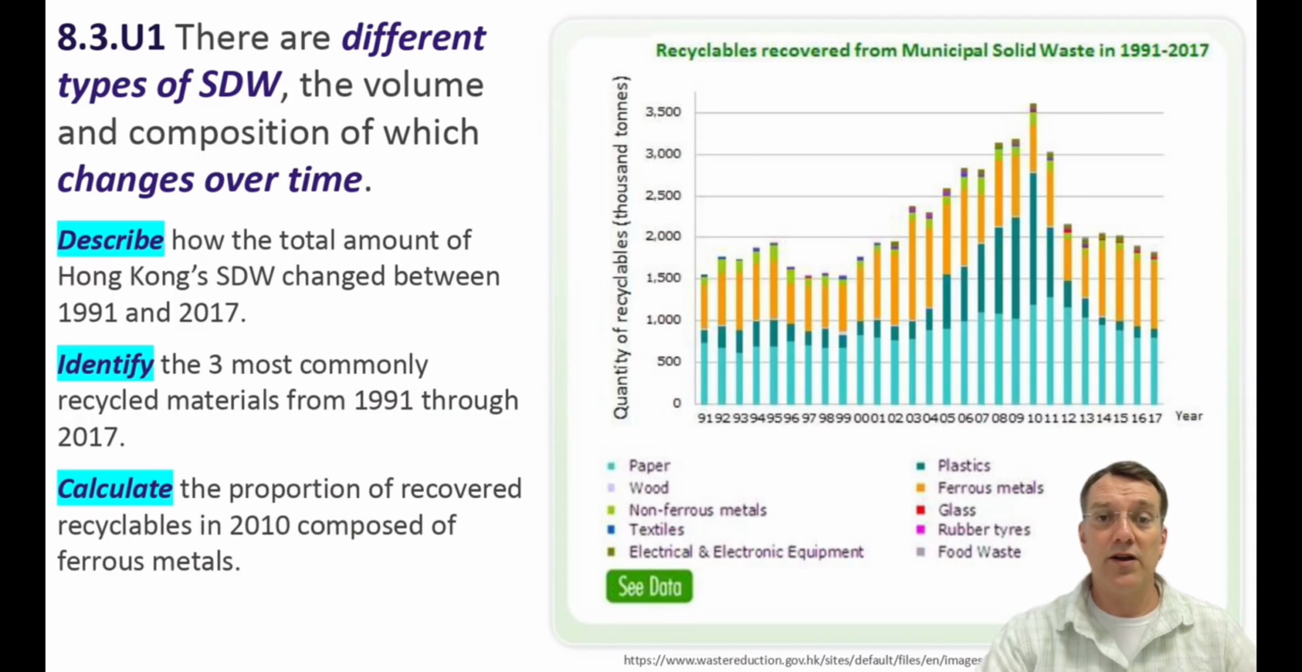sustainable development. Looking at Hong Kong's data from 1991 to 2017, solid domestic waste increased pretty significantly, peaking around 2004 before it started declining.